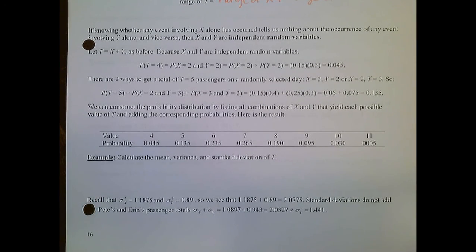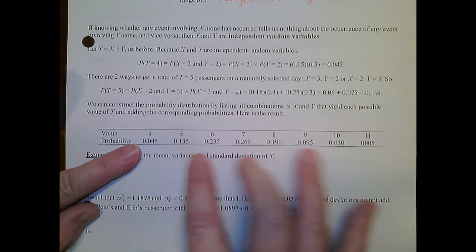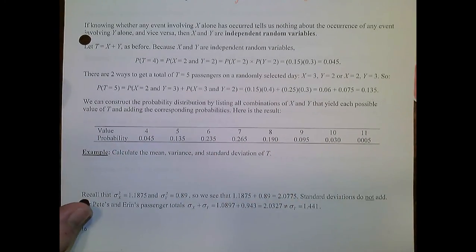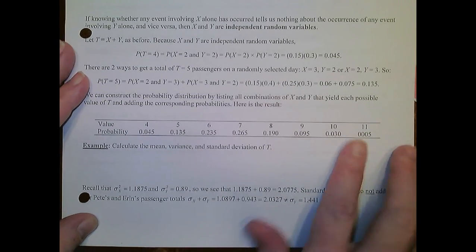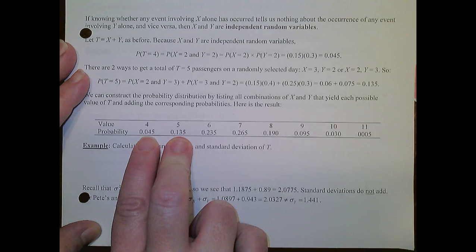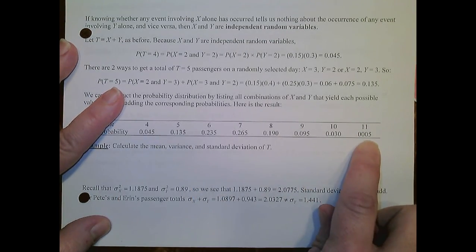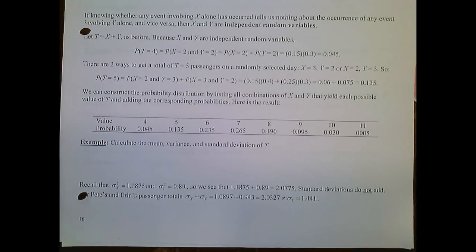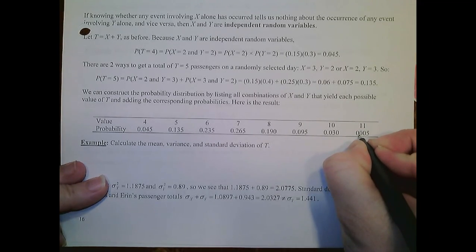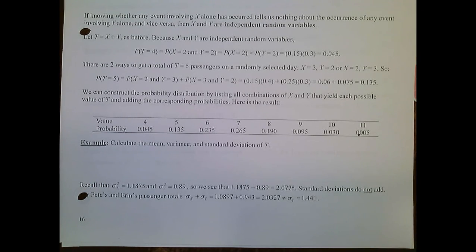So for the sake of time, I went ahead and gave you that information. This is our probability distribution for each of the possible values of t and their corresponding probabilities. So we had already calculated 4 and 5. If we continued that pattern, we would have the rest of those probabilities. And by the way, there is a typo right here. That should be 0.005. I did leave the decimal off there. And so with that, we can calculate the mean, the variance, and the standard deviation of t. We're going to do that with our calculators.